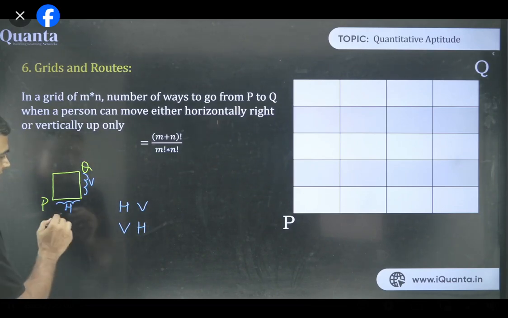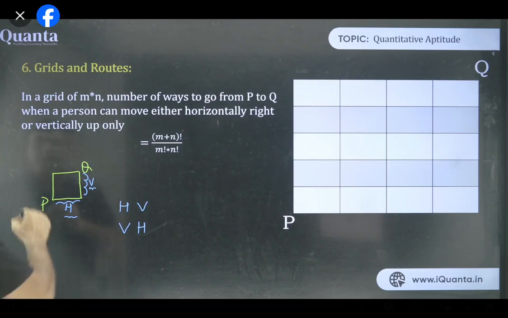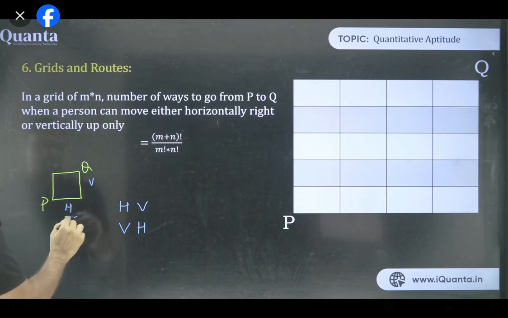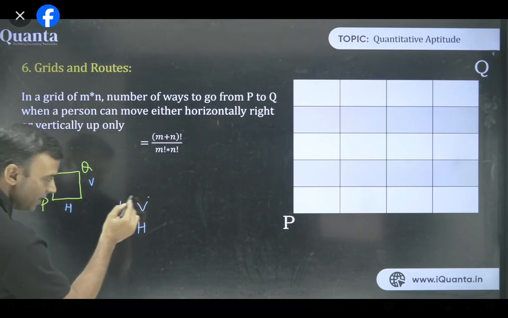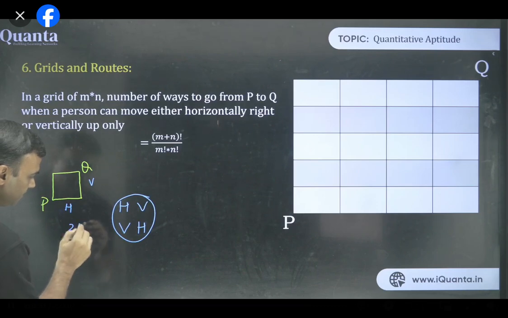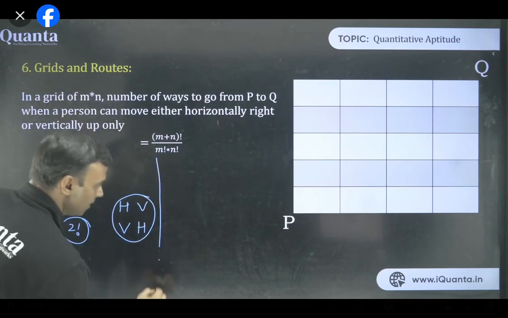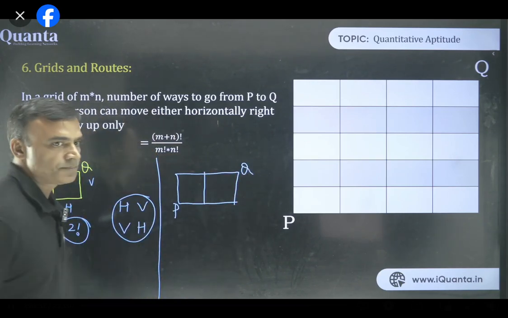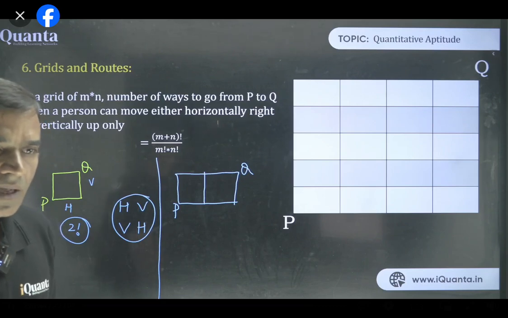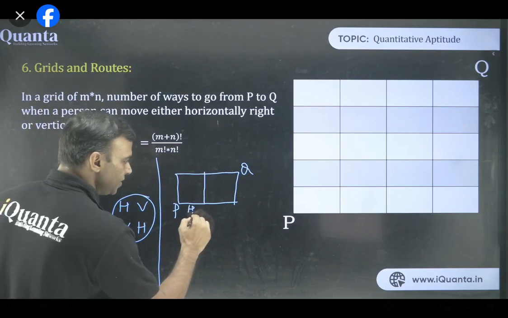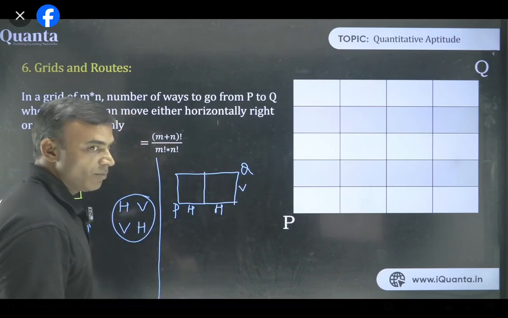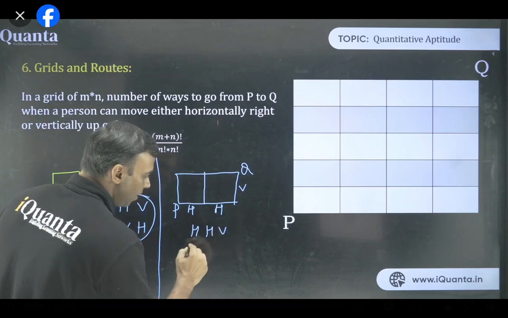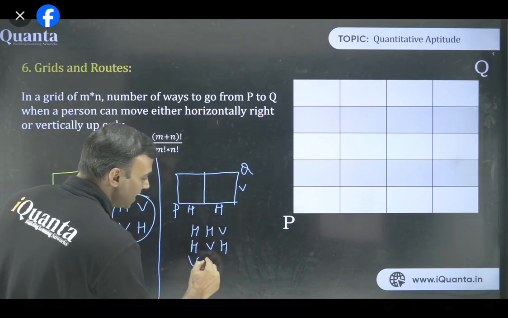So basically it is just the possible arrangements of H and V alphabets that correspond to the number of possible ways. That's it. So in how many ways can you arrange these 2 items? 2 factorial ways. I'll give you more situations. Look at this. In how many ways can you go from P to Q in this question? Second one. Here we have H, H, V. Now I'm going to write all possible methods in terms of H and V. That is HHV or HVH or VHH.